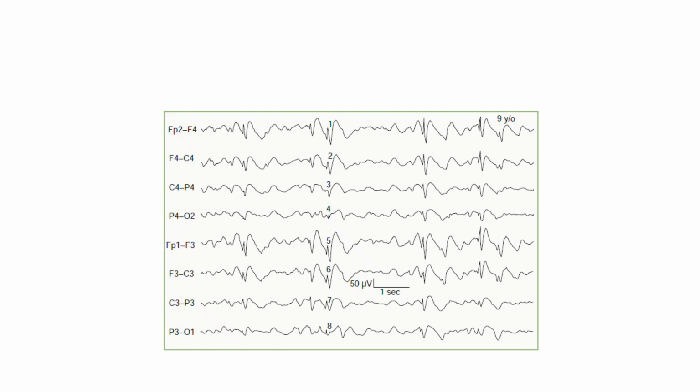Synchrony and symmetry. The discharges occur simultaneously across both hemispheres and look almost identical on the left versus the right, confirming a highly synchronized thalamocortical loop involvement. Frontal maxima.